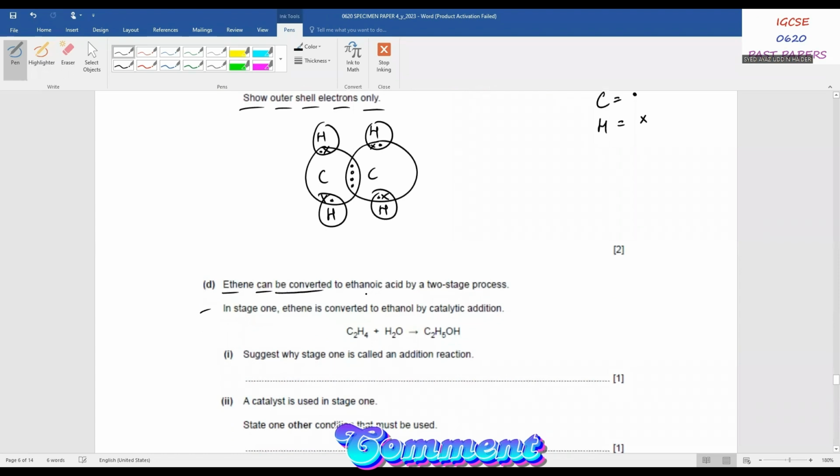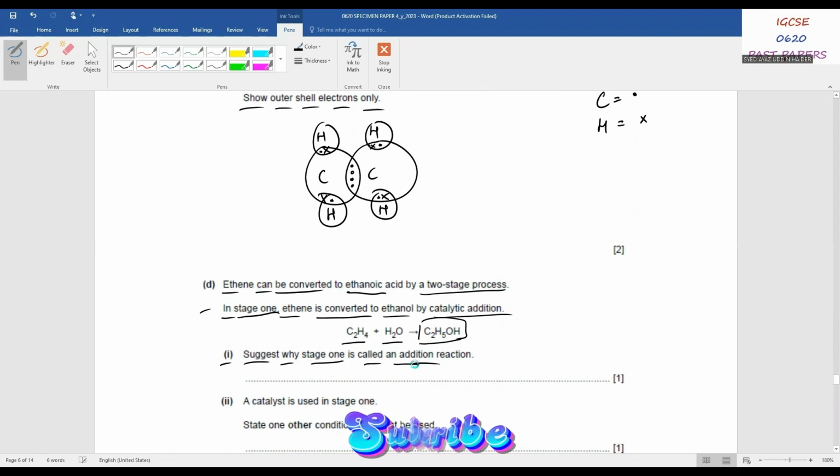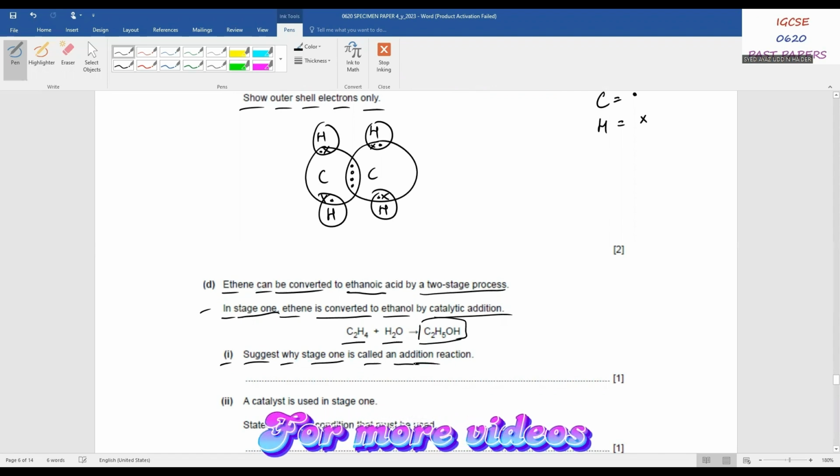Ethene can be converted to ethanoic acid by a 2-stage process. In stage 1, ethene is converted to ethanol by catalytic addition. This is C2H4 plus H2O. You are getting C2H5OH. You are getting only one product. Number 1, suggest why stage 1 is called an addition reaction. Simple answer: one product formed.